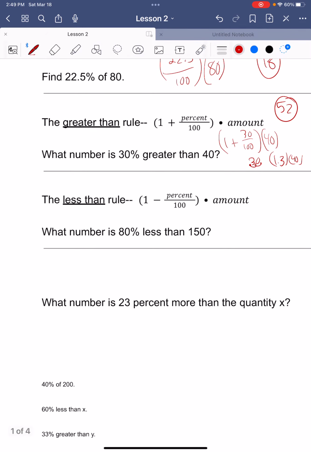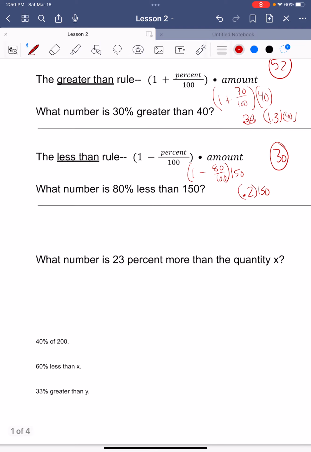The less than rule is the same thing as the greater than rule, but we're going to subtract 1 instead of add 1. So if we have 80% less than 150, that's 1 minus percent over 100 times our amount. So 80 over 100 is 0.8, and 1 minus 0.8 is 0.2 times 150. And if we plug that into our calculator, we get 30.